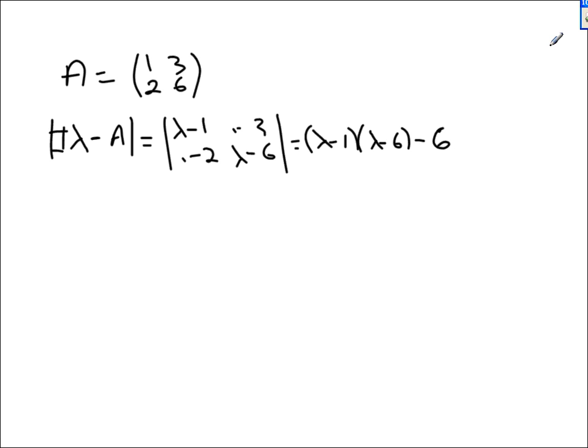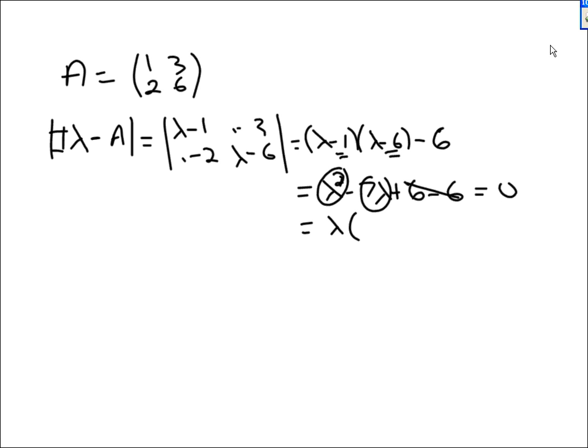And what we get here is lambda squared. Add those two numbers, negative 7 lambda. Multiply the two numbers, you get 6. Take away 6, that cancels, and you want it to equal 0. So you can factor out a lambda from each of these, and you're left with lambda minus 7. So either lambda is 0 or lambda is 7.